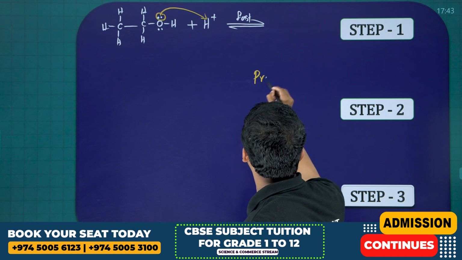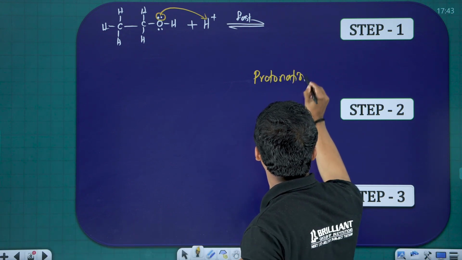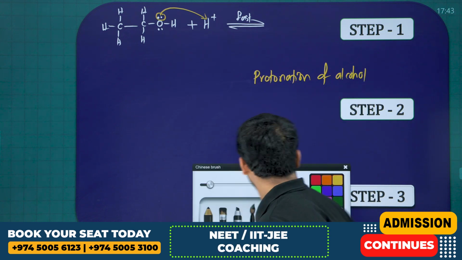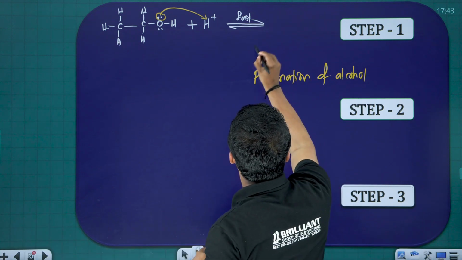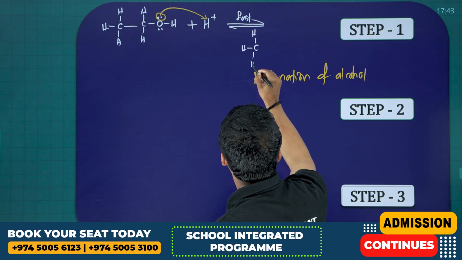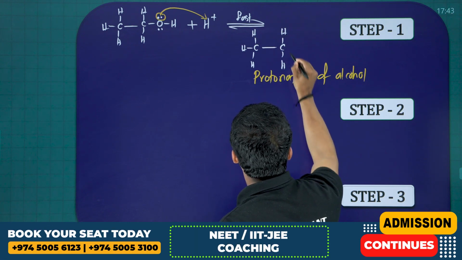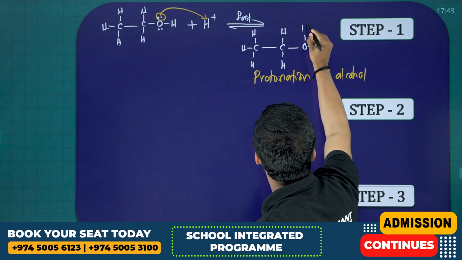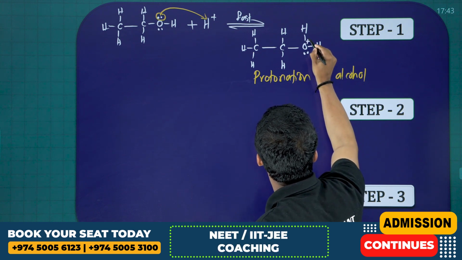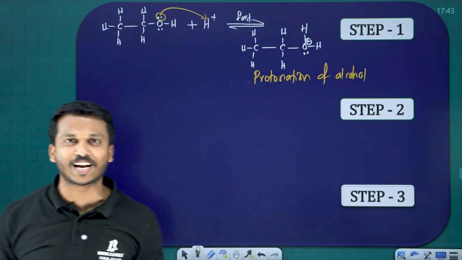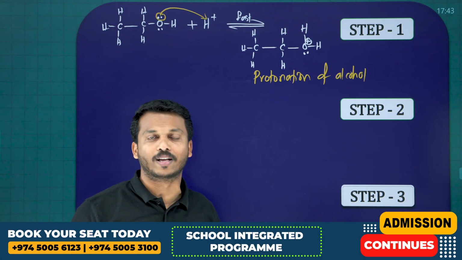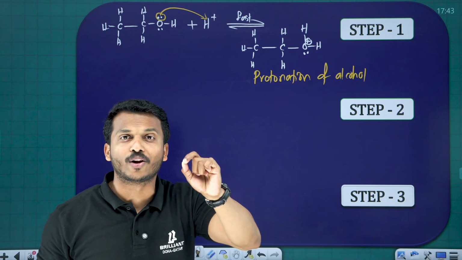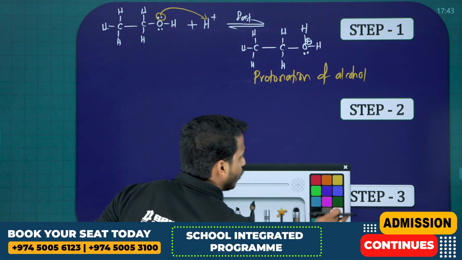So let me write the name of this first step: protonation of alcohol. Can you tell me, dears, how to write the product? Come on. We can write CH3, then CH2, then OH, and to the oxygen this H also comes, one more H. This lone pair has no change. Oxygen gets a positive charge. Why? Because oxygen lost electron to take the H plus. So the first step in this mechanism is called protonation of alcohol. Now let me go for step number 2.